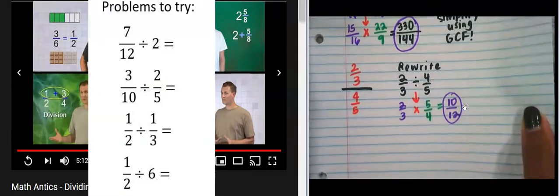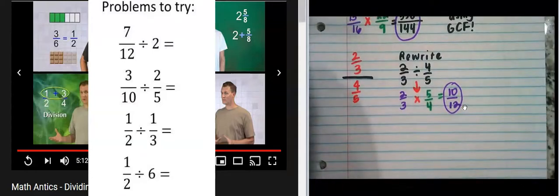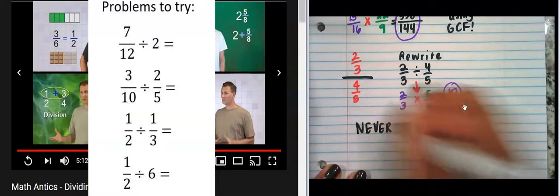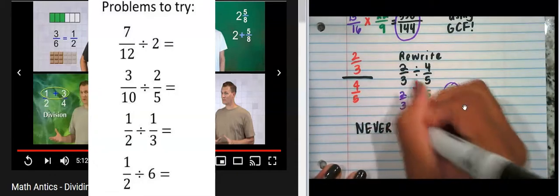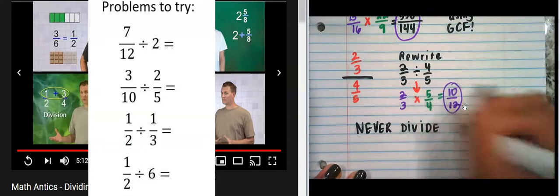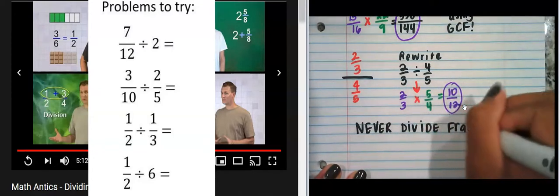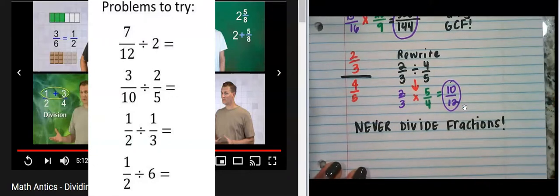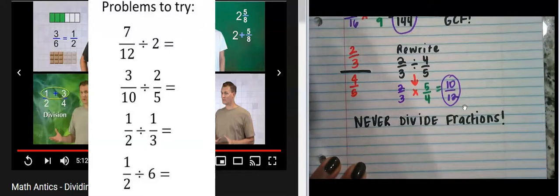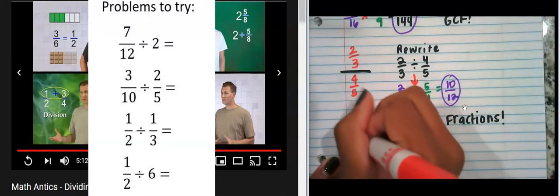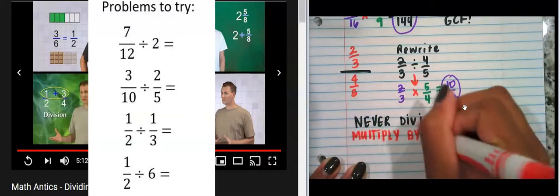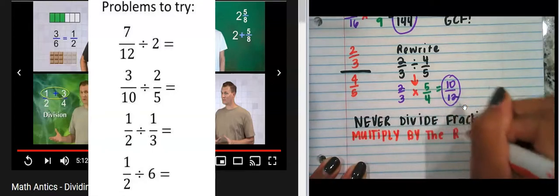All right, so now let's just go over what we just learned to make sure that we know the steps when dividing fractions. So the video mentioned we will never have to divide fractions. Never divide fractions. Now, how can we say never divide fractions when we literally just did that? Well, we didn't actually use the operation division. We said we will not divide, but instead we would multiply by the reciprocal.